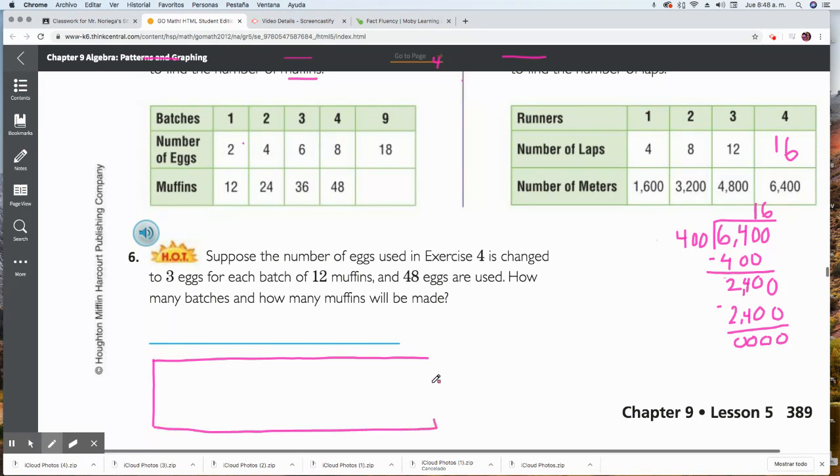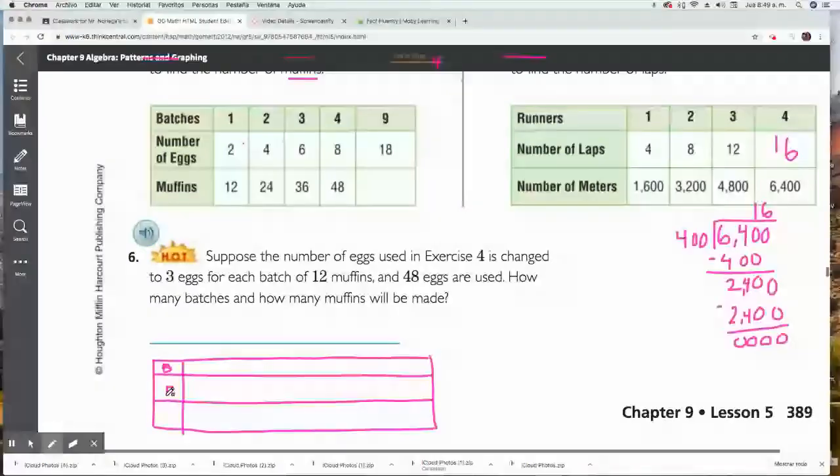So we need, the batches go right here, and then the number of eggs, and then the number of muffins. So start making the table, please. I'm not going to write the whole word, I'm just going to write the B for batches. Then here are the eggs, and here are the muffins.